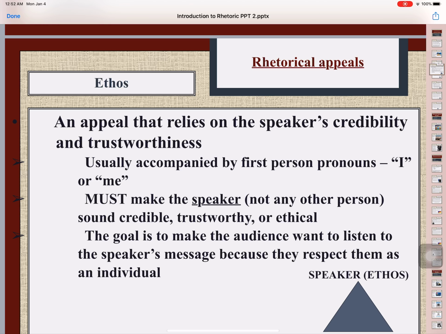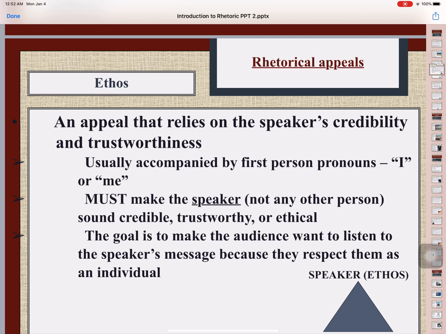Okay? Must make the speaker, not any other person, sound credible, trustworthy, or ethical. So it's almost like when we're speaking to influence, we are separating ourselves and elevating ourselves above the herd, everyone else. And lastly, the goal is to make the audience want to listen to the speaker's message because they respect them as an individual. So when we think about ethos, we think about credibility, we think about respect. There it is, speaker on the top of that rhetorical triangle.